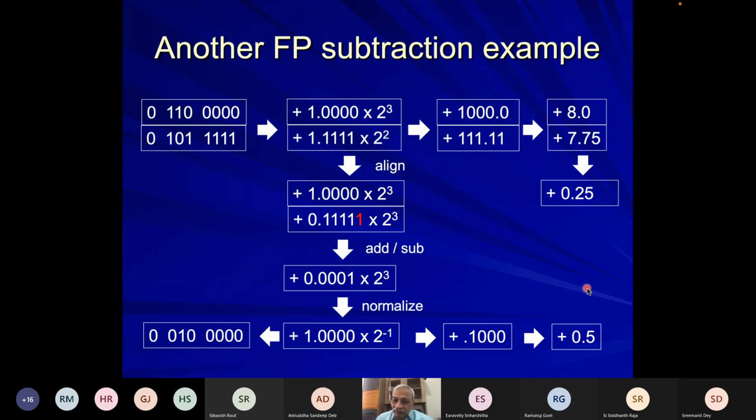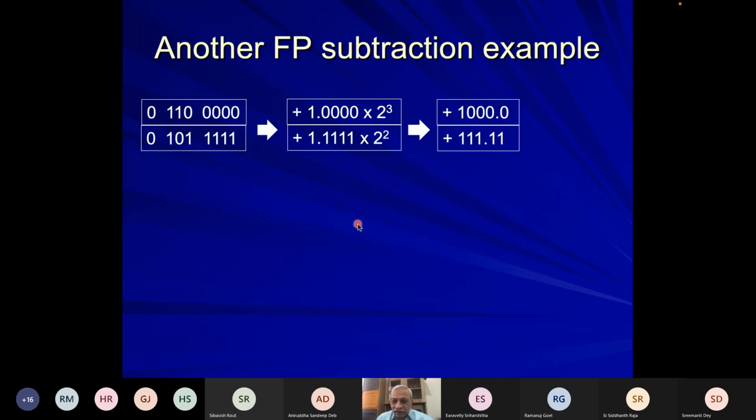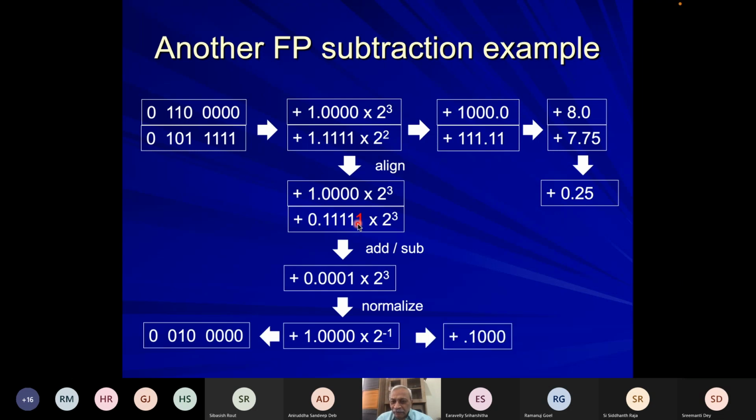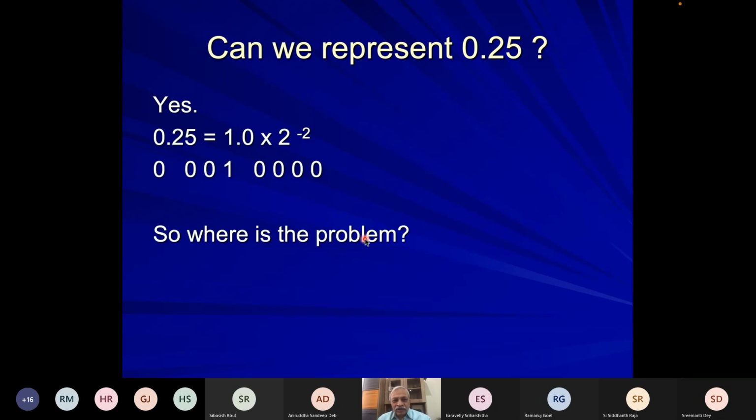Earlier the problem was that we were getting 10.875, which cannot be represented. So we have to settle for something which is close by. But here the desired answer is 0.25, which is representable, but we are getting a wrong value because of the limited number of bits we have. So can we represent 0.25? Yes, it is representable. So where is the problem?